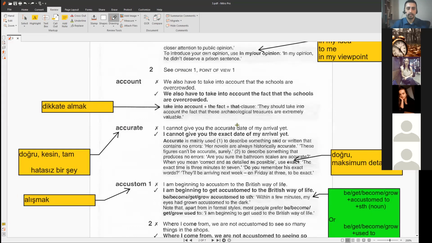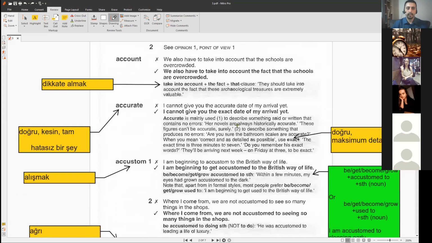Account. What is account? Let's go to this part with the word account. Who wants to read account? May I, teacher? Betul, yes, please. My name is Iram. Yes. Sorry, Iram. We also have to take into account that the schools are overcrowded. We also have to take into account the fact that the schools are overcrowded. Yes. So what is take into account?